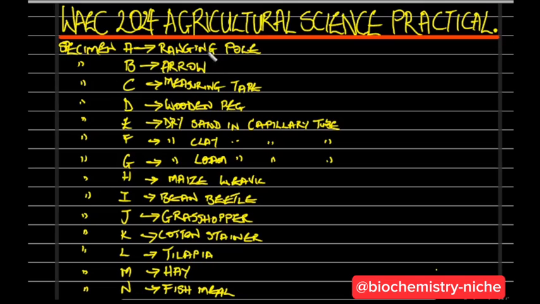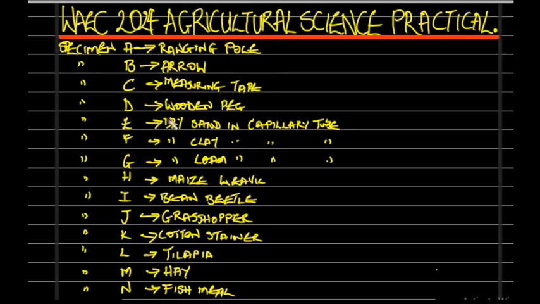So for specimen A, we have the ranging pole. Specimen B, we have the arrow. Specimen C is the measuring tape. Specimen D is wooden peg. Specimen E is the dry sand in capillary tube, while we have specimen F to be dry clay in capillary tube. We have the specimen G to be loamy soil in capillary tube, and then we have our specimen H to be the maize weevil.